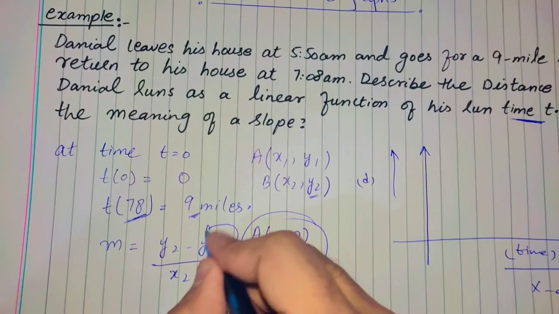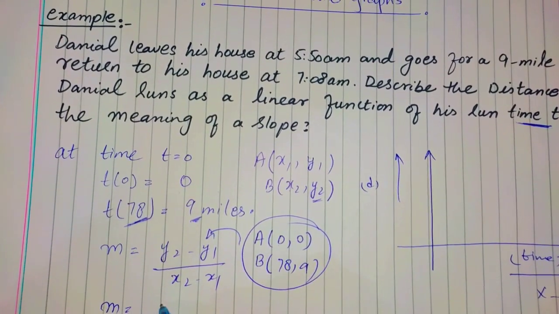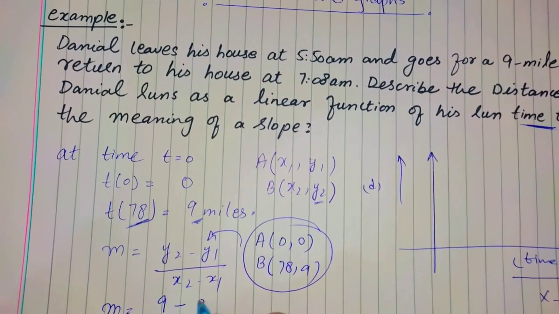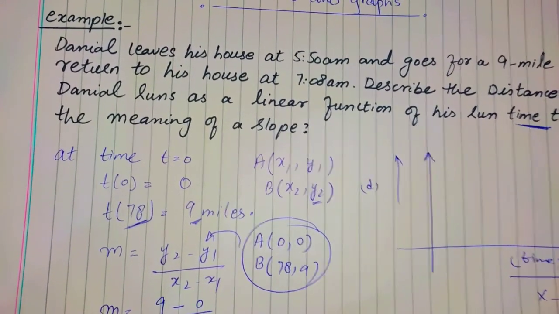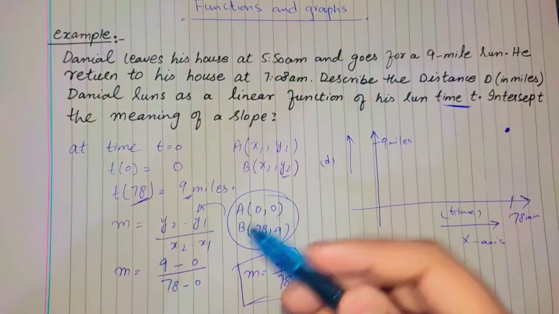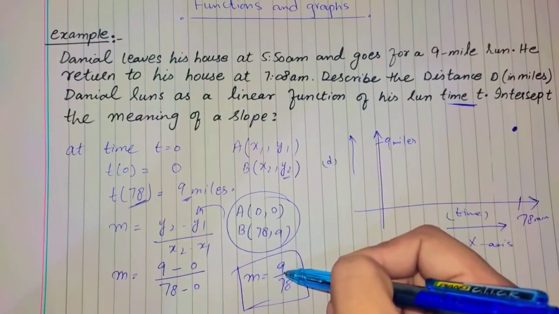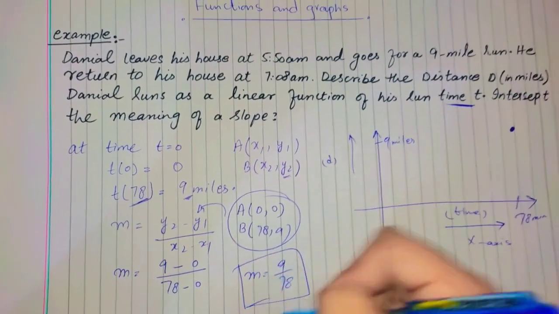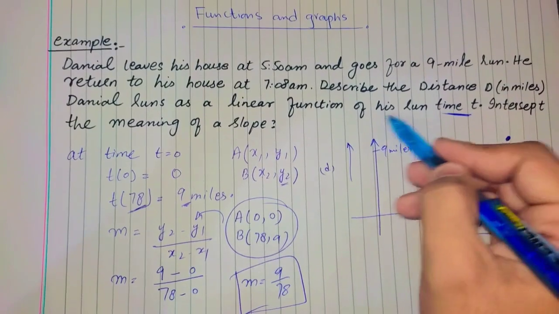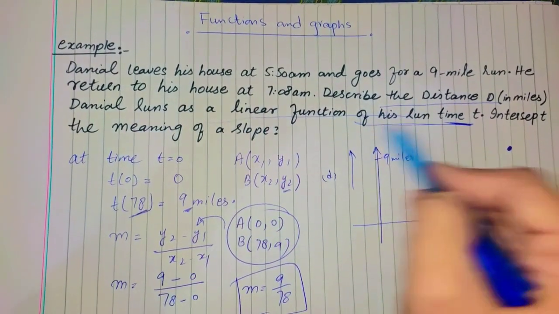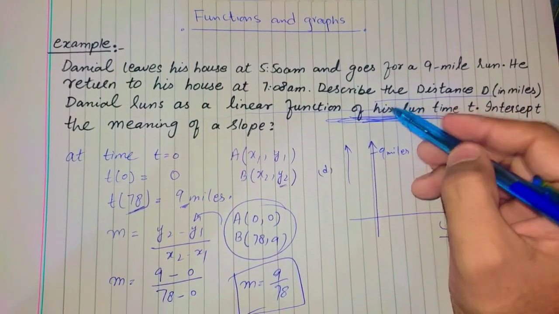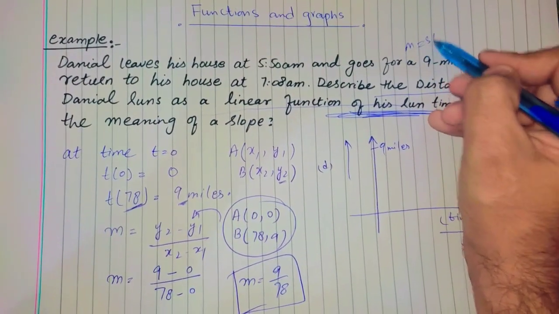So put these two values in the equation, y2 minus y1 over x2 minus x1. So you will get the slope 9 by 78. So our slope is 9 by 78. This is the answer for the first part: describe the distance as a linear function of time. You have to find the slope.